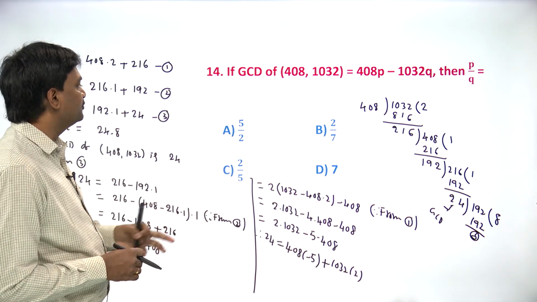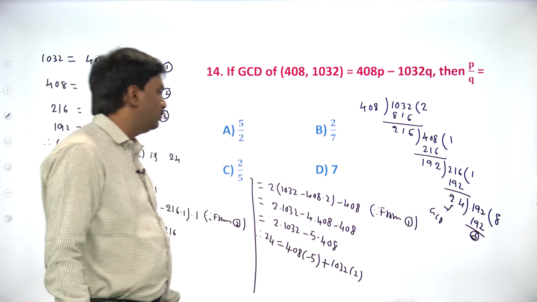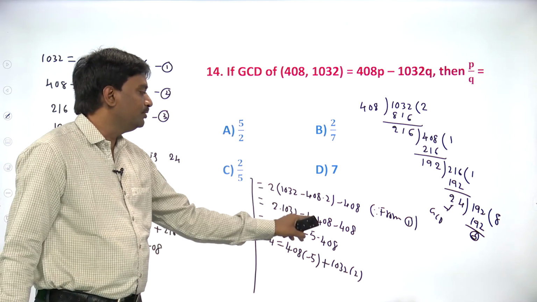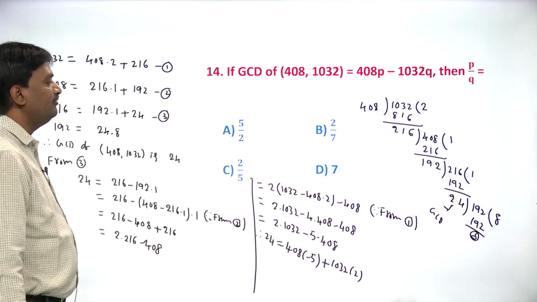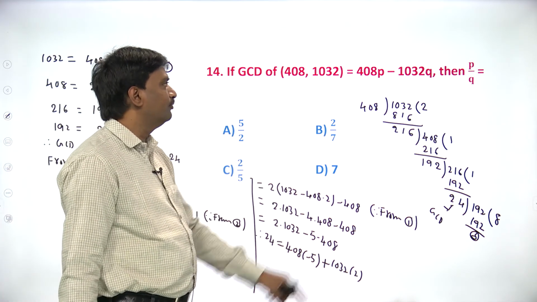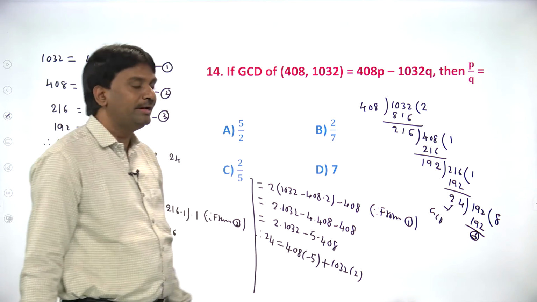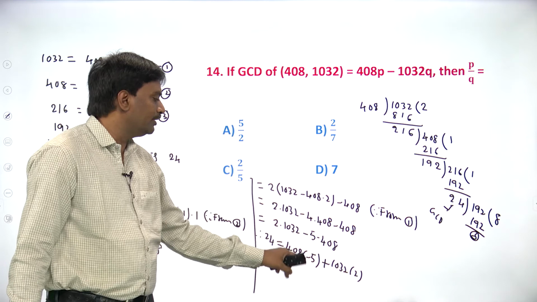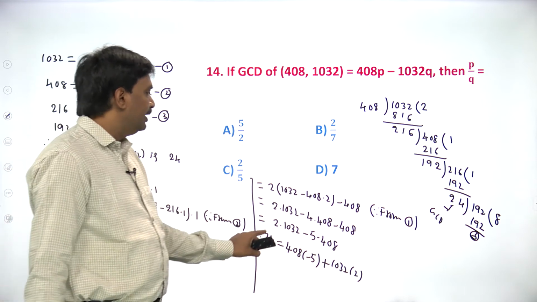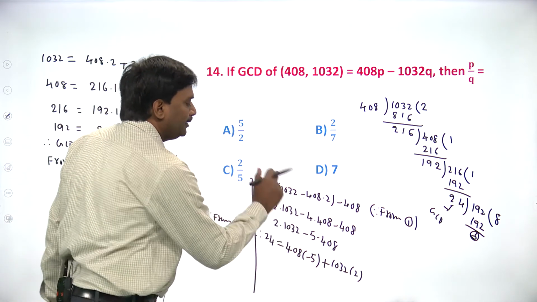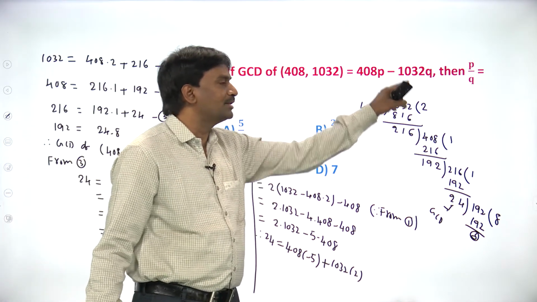Now P by Q means minus 5 by 2. But minus 5 by 2 is not there. So 408 into P minus 1032 into Q. So 2 into 1032 minus 4 into 408, that is minus 408. By adding these two you will get minus 5 into 408. But here we have 408 into P, which means 408 into minus 5. But here minus 1032 Q is there, while we have 2 into 1032.